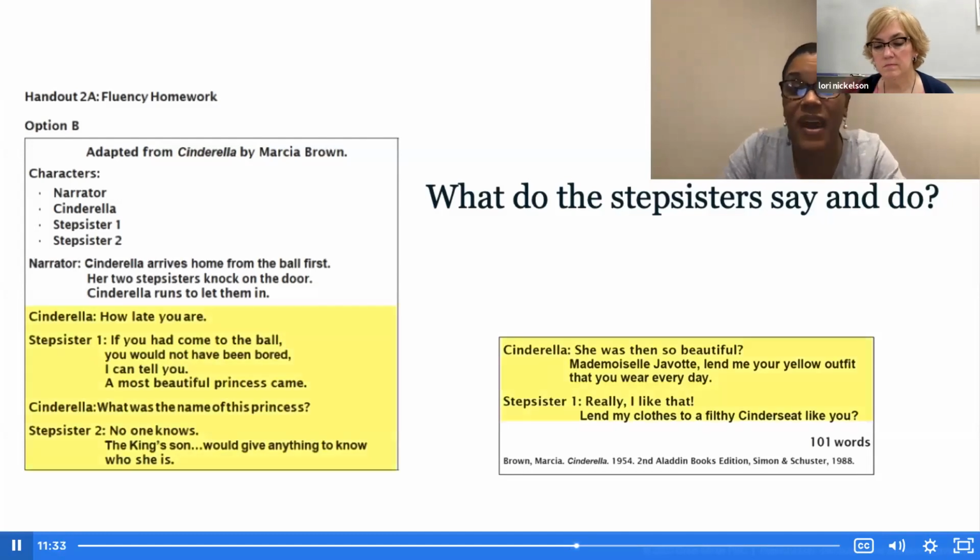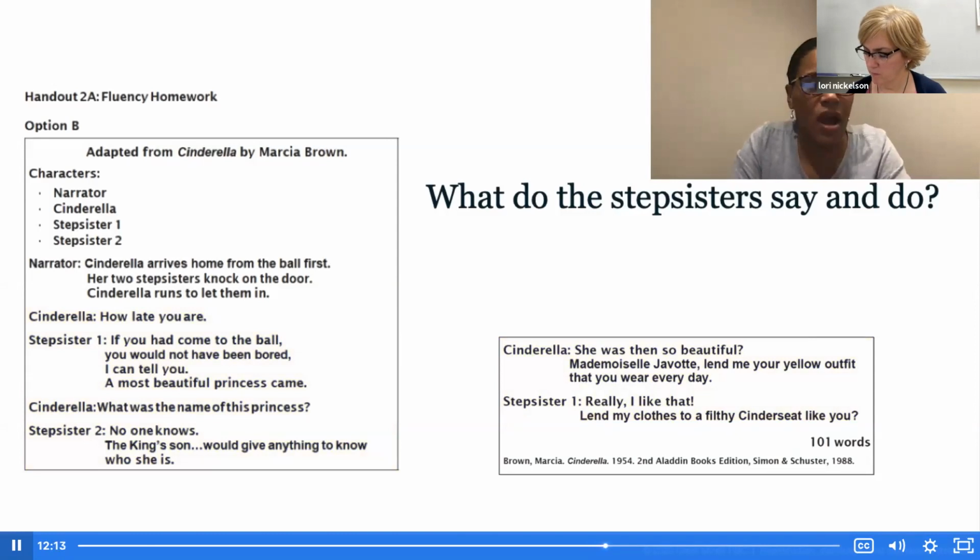Listen carefully. How long you are. If you had come to the ball, you would not have been bored. I can tell you, a most beautiful princess came. What was the name of this princess? No one knows. The king's son would give anything to know who she is. She was so beautiful. Mademoiselle Jovette, lend me your yellow outfit that you wear every day. Really? I like that. Lend my clothes to a filthy cinder-sitter like you?